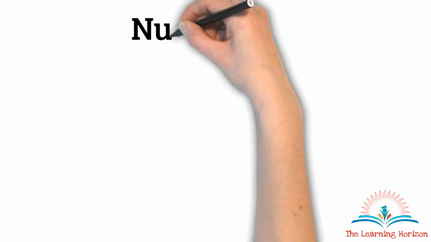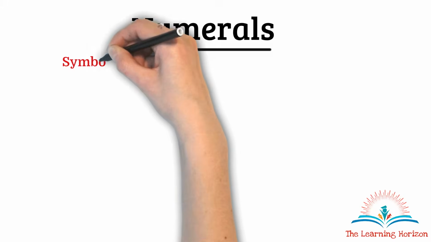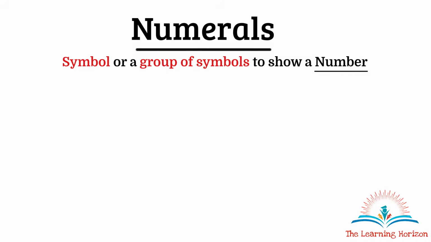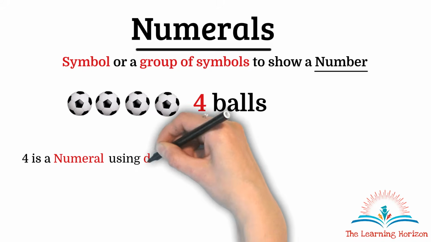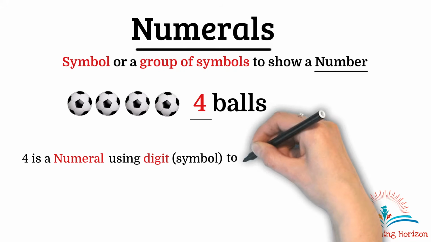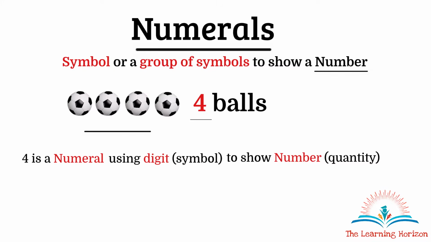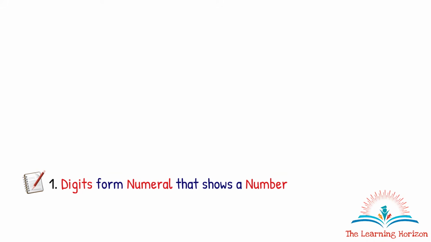Now, let us talk about numerals. Numeral is a symbol or a group of symbols to show a number. Let us take the same example to explain the concept of numerals. Here, 4 is a numeral. It is using digits, which is again a symbol to show the number 4, that is the quantity. Digits form numeral that shows a number.